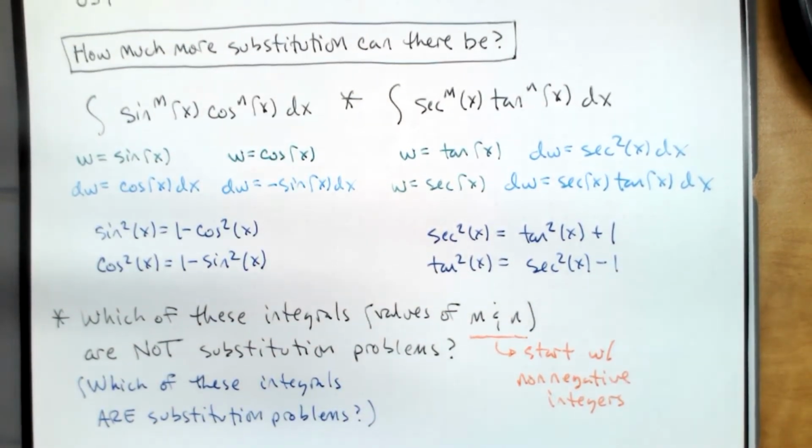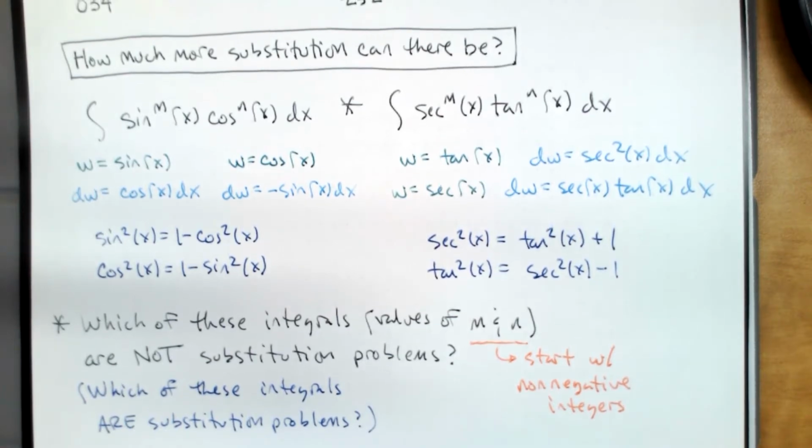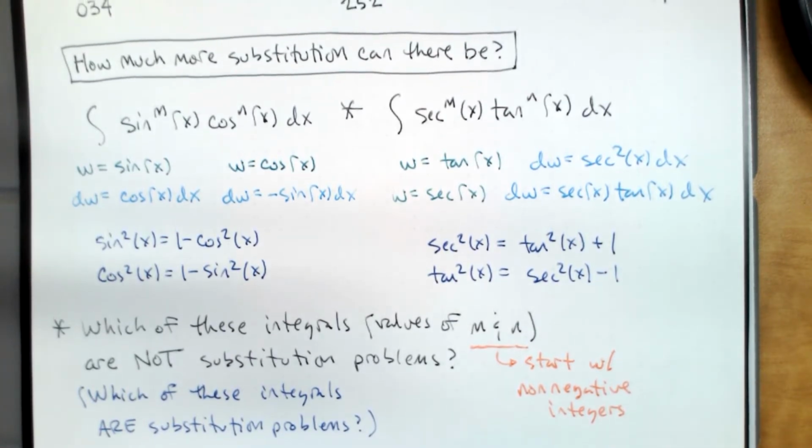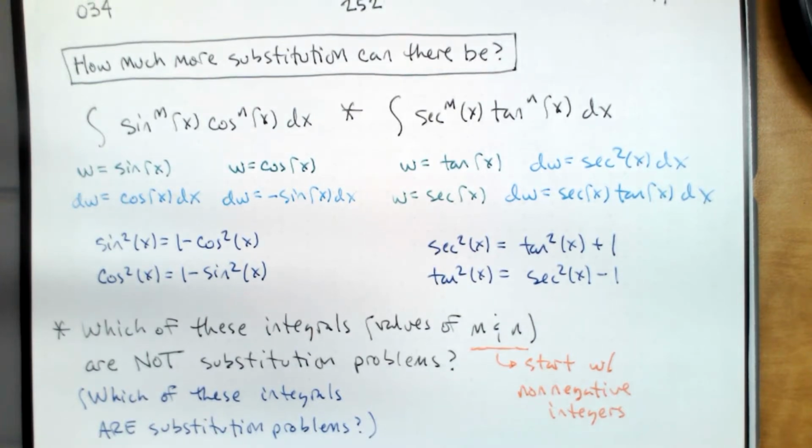So this is the thing that I want you thinking about and working on. What you want to try to do is find a way to summarize your observations about powers of sines and cosines and powers of secants and tangents.